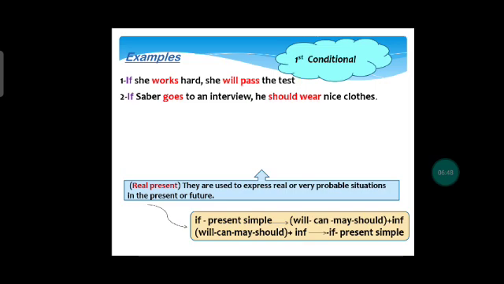present simple, and the main clause can be one of the following. A very large, a very big list. Subject will infinitive. Subject can infinitive. Subject may infinitive. Subject might infinitive. Okay? Subject should infinitive if you express advice. Or imperative in the main clause.